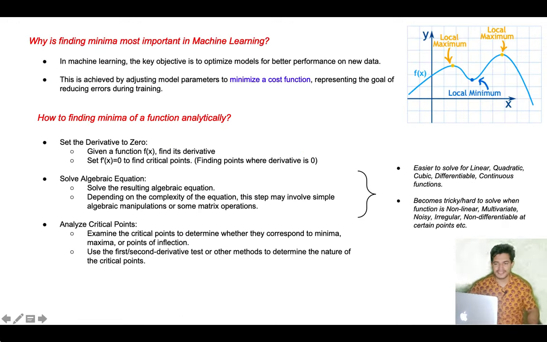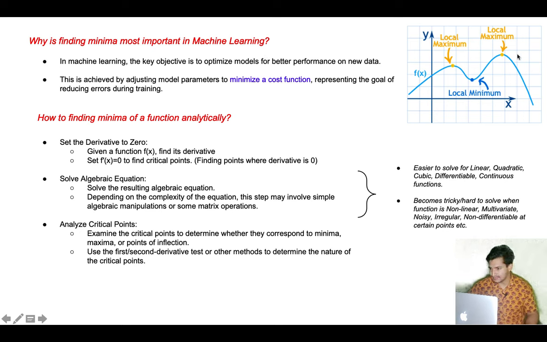Next, let's understand why it is so important to find the minima in machine learning. In machine learning, the key objective is to optimize the model for better performance or lowest loss. This is achieved by adjusting model parameters to minimize a cost function or loss, representing the goal of reducing errors during training. So we have a cost function and we want to minimize it, right? Minimization will only happen at the minima. We want the parameters to be trained in such a way that we are able to reduce the loss to the minimum possible and reach that minima, right? So that's why finding minima is very important in machine learning.